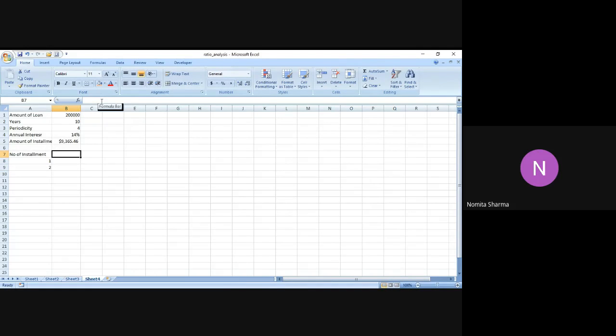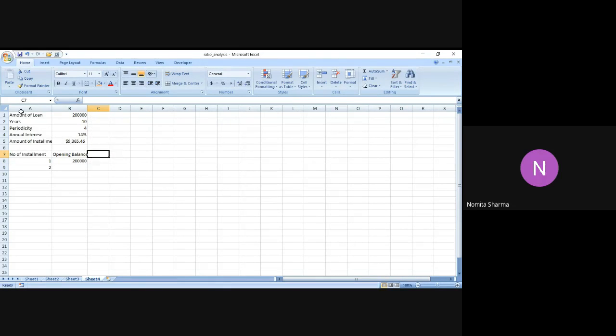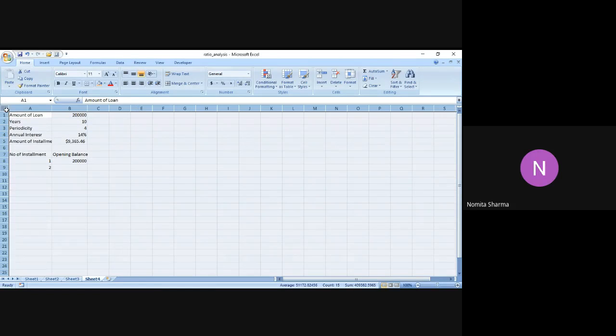The next column I'm going to write is the opening balance. Right now, the opening balance is nothing but the amount of loan that you've taken from the bank. So this will be equal to B1. Then the next heading will be the interest. Let me just bold this so that you can easily see that.